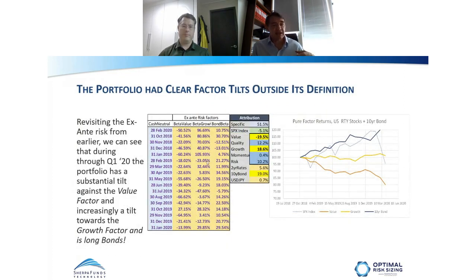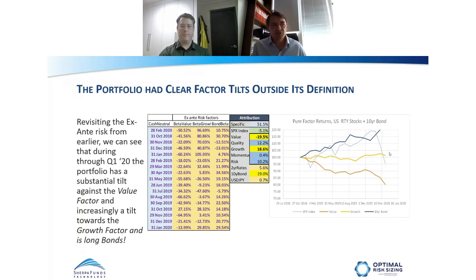If we look at our ex-ante risk factors, we can see that throughout the period, we have been ex-ante short value. We've been, with a bit of volatility, but reasonably consistently long growth. And we've been long beta to the bond in an ex-ante view. And then in the ex-post view, we've got those same attributions.